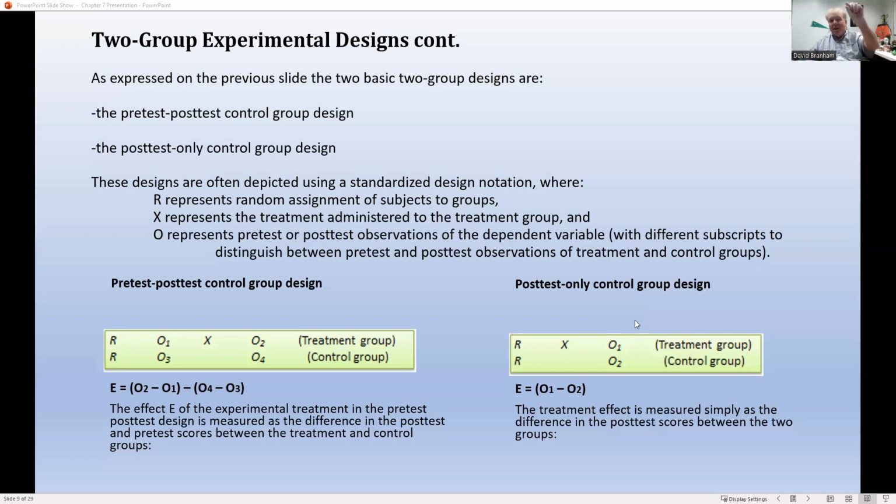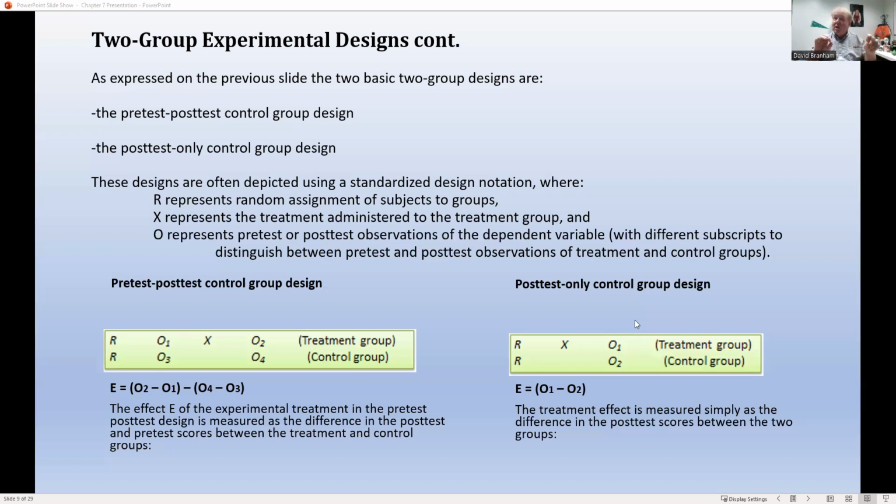Okay. So on that first design, the pre-test, post-test, you see the top group is the treatment group. They're going to get X if you go across. That second group is the control group. They're not going to get X. So you can see where the treatment manipulation is in this design. When you go over to the right to the post-test only control group design, you see the same thing. The treatment group gets the X. The control group doesn't get the X. Okay. And then you have O, which represents the pre-test or post-test observations of the dependent variable with different subscripts there.